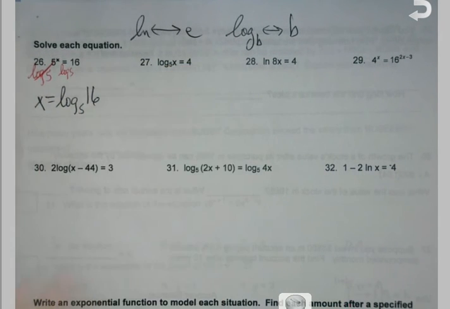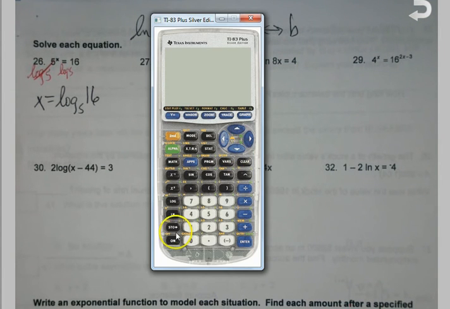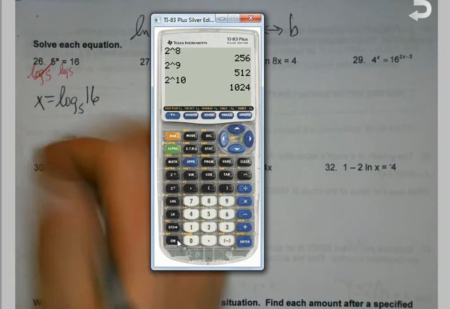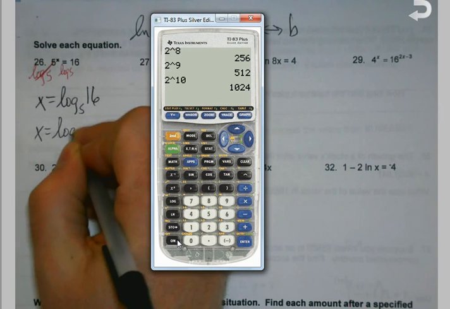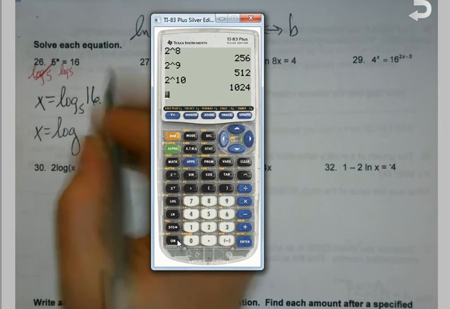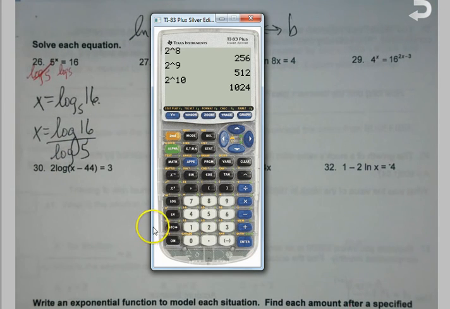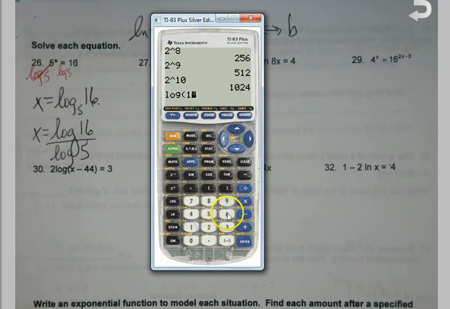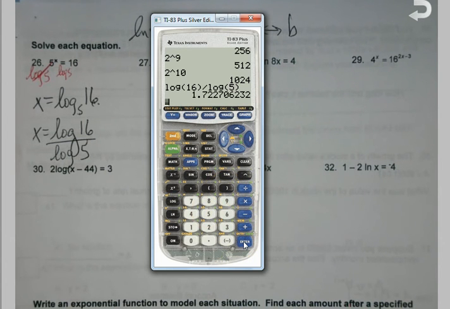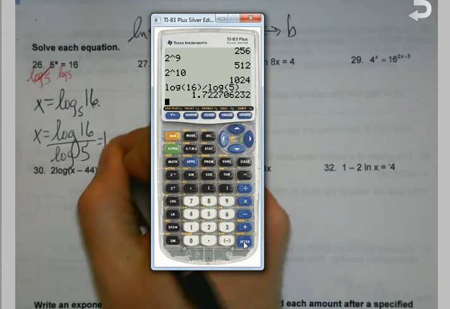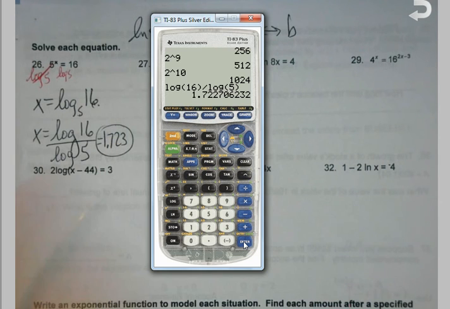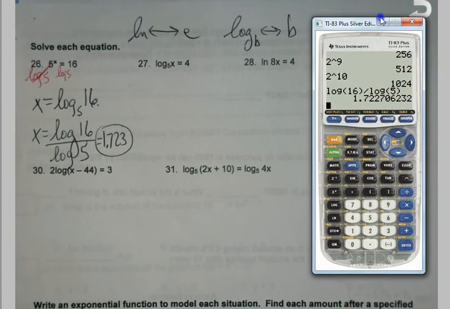But now what, Mr. H? Do I just get to leave it like that? No. I actually want the decimal. Well, how do I do that? Remember, it's a change of base. It's always going to be the log of my value, my a value, 16, divided by the log of my base, the 5. And I have to remember to close that first parenthesis. That's the key. As long as I remember that first one, I'm good to go. And typically on these, we've been going to 3 decimal places, I believe, so we will keep right on doing that.